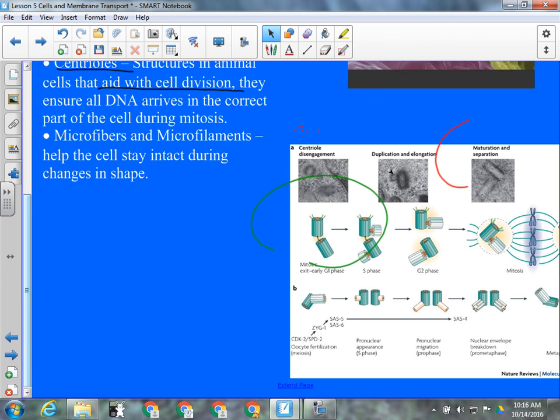And microfibers and microfilaments. We called that the cytoskeleton yesterday. They help the cell stay intact during changes in shape.